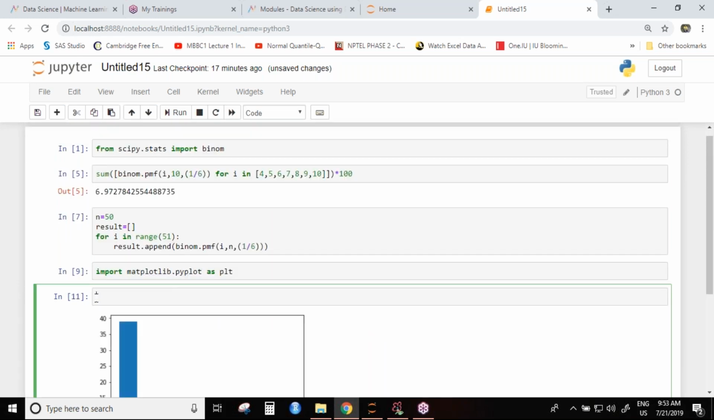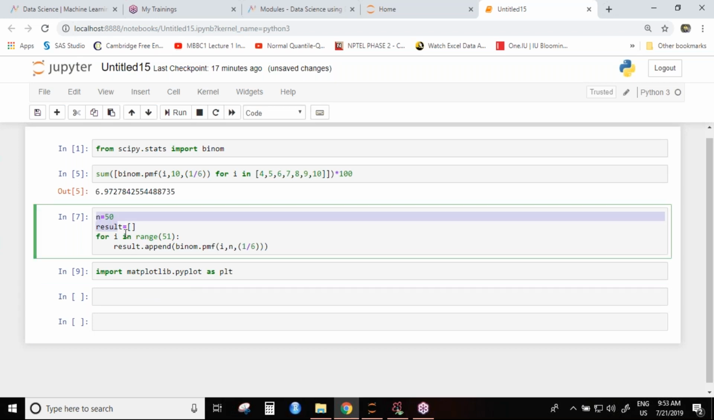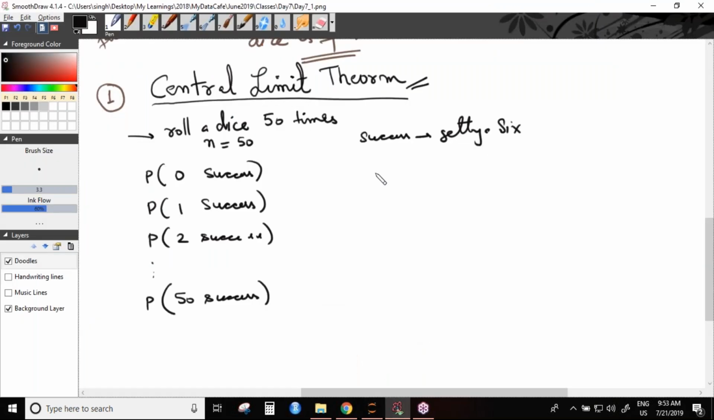Now what do I do? Now I have to repeat this operation many times. If you see carefully, I just found the probability of 0 success and noted it down. I found the probability of 1 success, noted it down, and similarly 2 successes, and so on. Now I'll repeat the entire operation a large number of times.